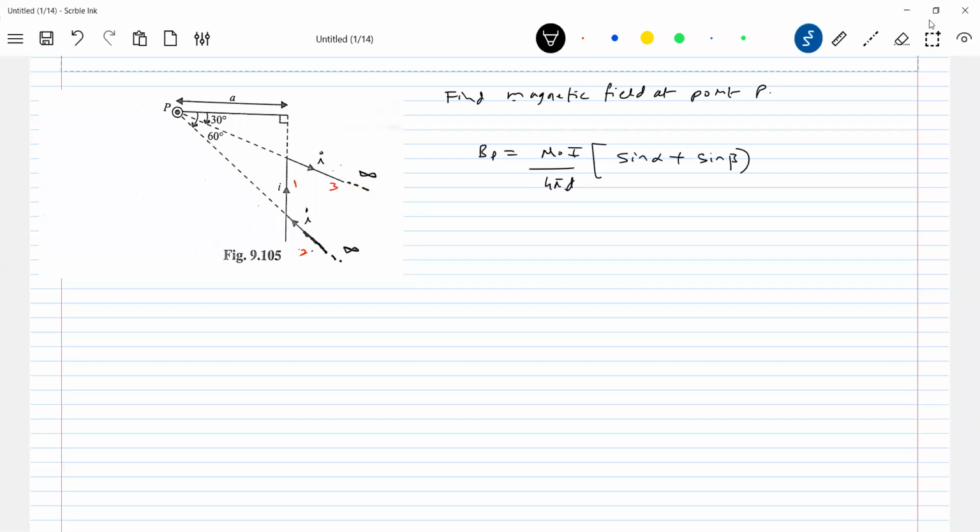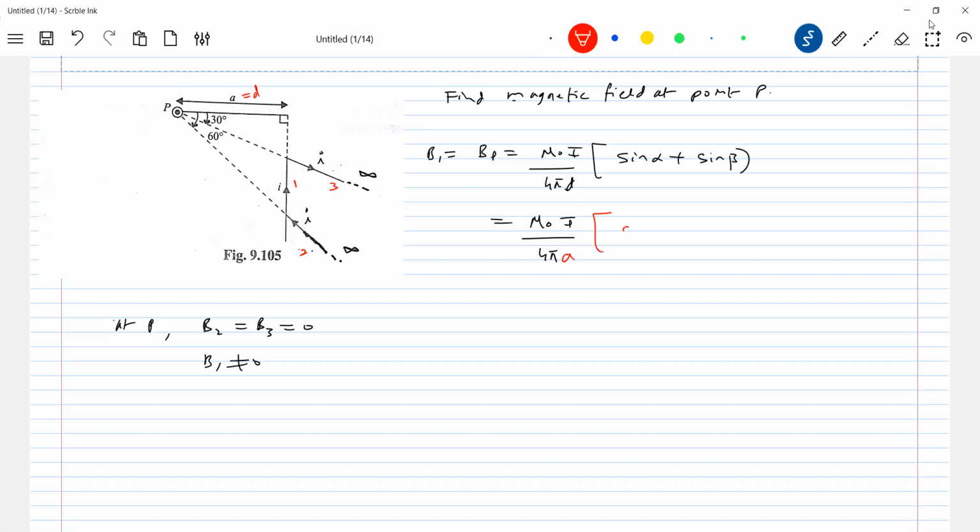So what should be the field? The field at P due to 2 and 3, B2 and B3, should be 0. Only due to 1 will it be non-zero, and that we are calculating now. So mu naught, and the perpendicular distance, this A, will become equal to D. So write 4 pi A.